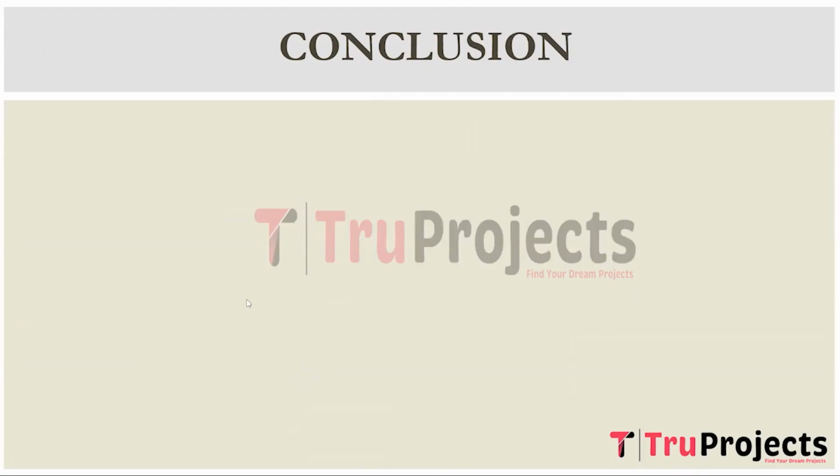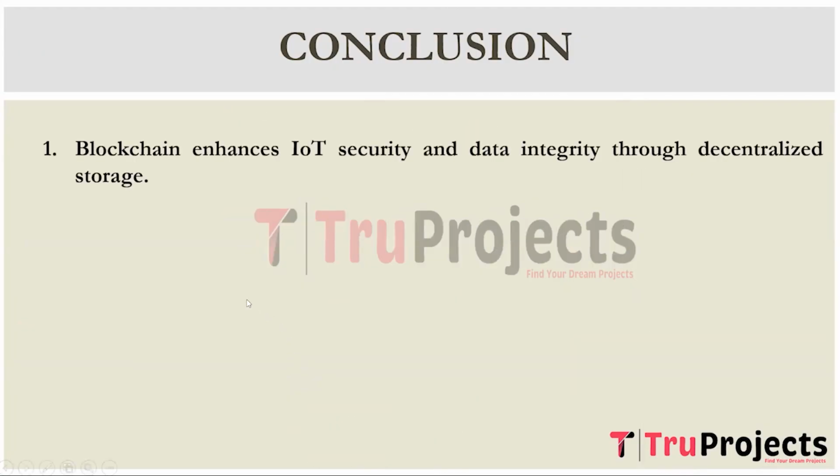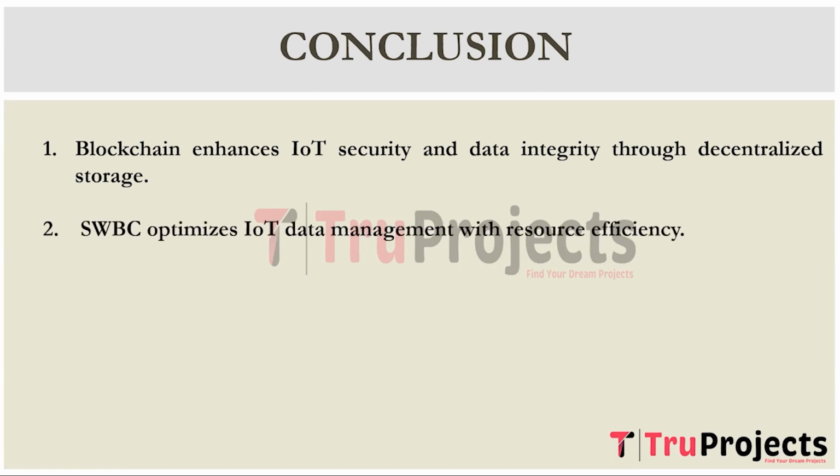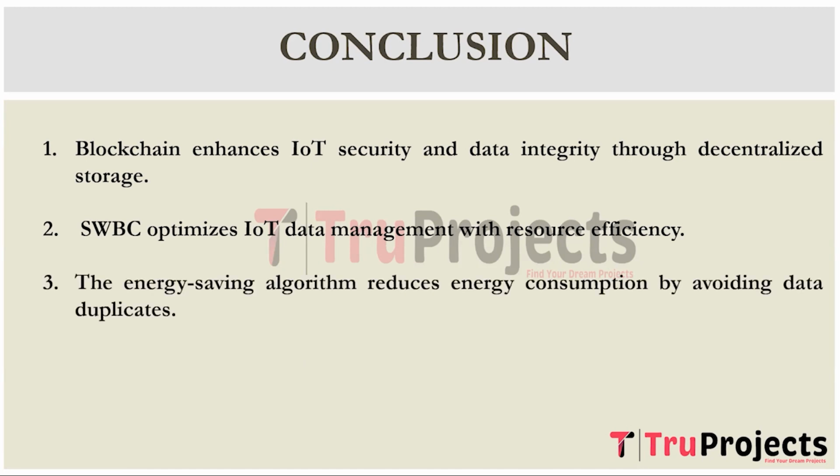Conclusion of the project. The project successfully demonstrates the potential of blockchain technology in enhancing the security and data integrity of Internet of Things devices by decentralizing data storage. The integration of sliding window blockchain technique optimizes memory and processing resources, ensuring efficient management of IoT data. The energy-saving extension algorithm effectively reduces energy consumption by monitoring and avoiding storage of duplicate data, further improving the sustainability of IoT operations.